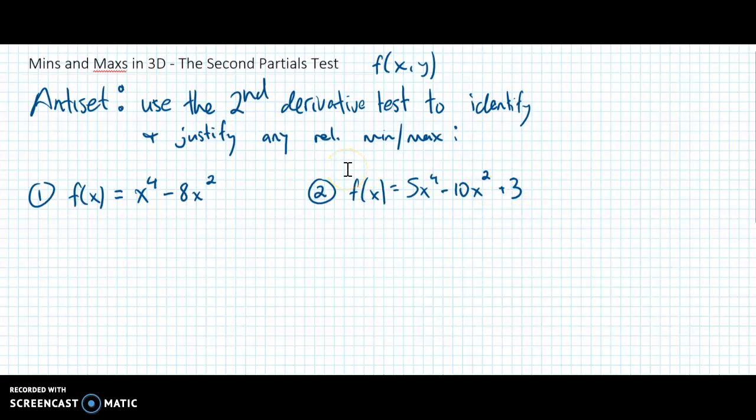If you remember it and you're like, oh yeah, I find the critical values, and then I find the second derivative, and I plug in, I look at concave up or down, and that tells me min or max, boom, you can go ahead and do that. So right now, hit pause, and I will do the first one, and then I'll have you pause again and do the second one. So hit pause.